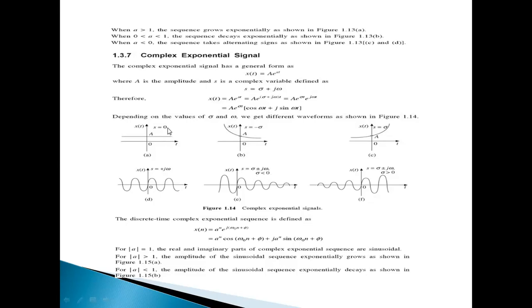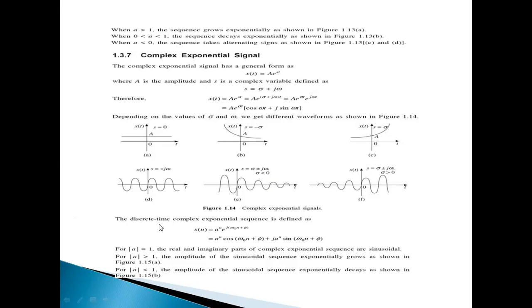When sigma is less than 0, it is a decaying function. Slowly it decreases, slowly it decreases. See here, the amplitude slowly decreases. And when sigma is greater than 0, it slowly increases, and goes on increasing. Understood? With the difference of this one, s is equal to plus or minus j omega. And here s is equal to 0 is a constant. And here s is equal to plus or minus j omega, as of the complex exponential for continuous functions.